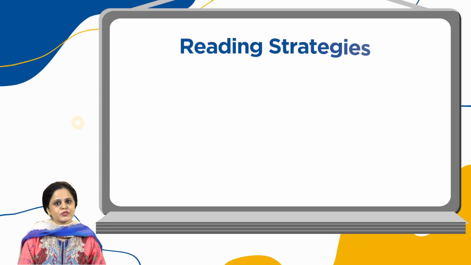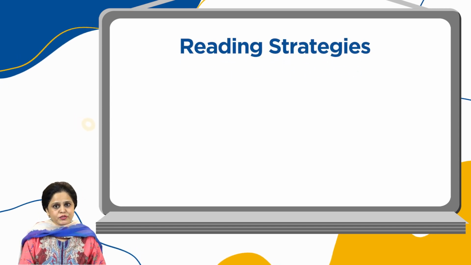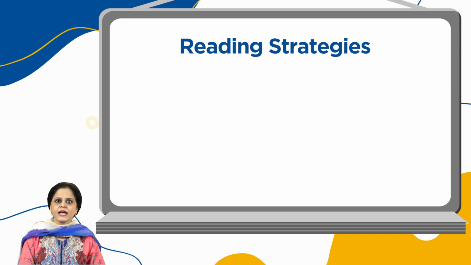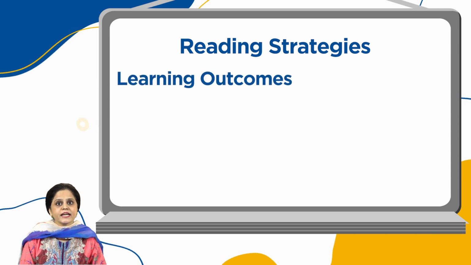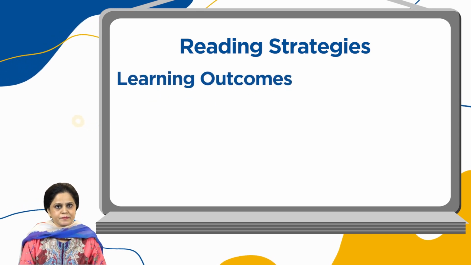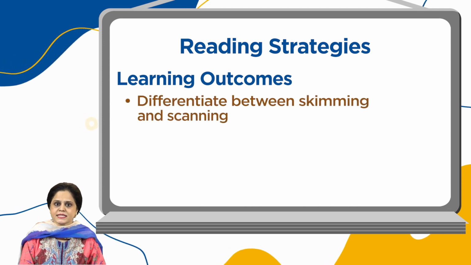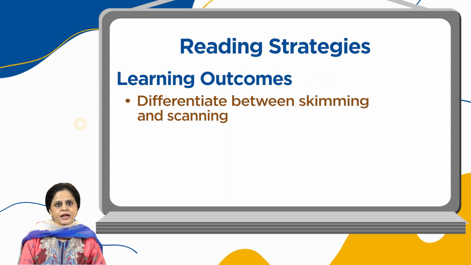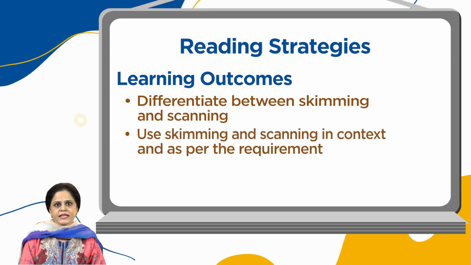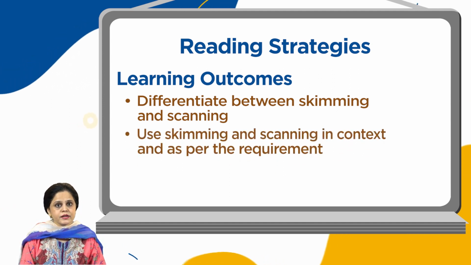It's related to some of the reading strategies which we are going to discuss today. But before that, let's have a look at the learning outcomes of today's lessons. The first outcome would be differentiate between skimming and scanning. And then another outcome would be use skimming and scanning in context and as per the requirement.